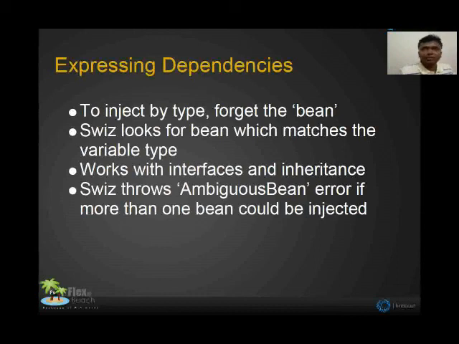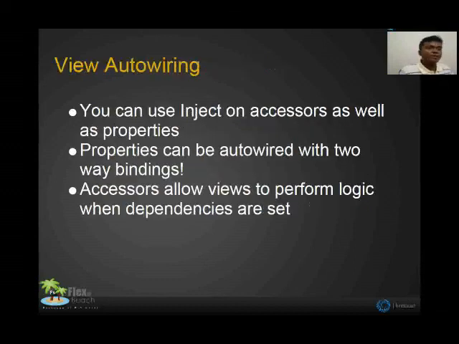View auto wiring. You can use Inject on accessors as well as properties. So you can wire the whole view using the view package, and your whole view classes are wired. You can use Inject over there, and properties can be auto wired with two-way bindings by mentioning two-way binding. Accessors allow the view to perform logic when dependencies are set.